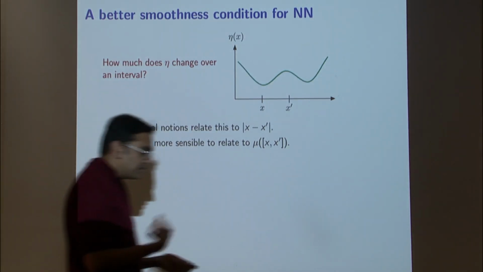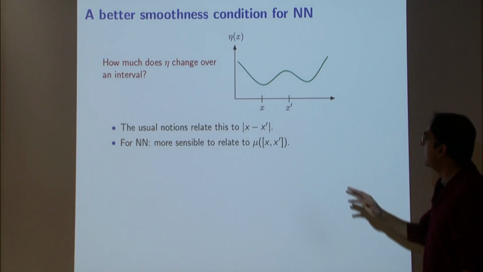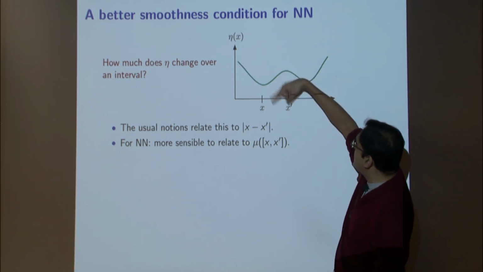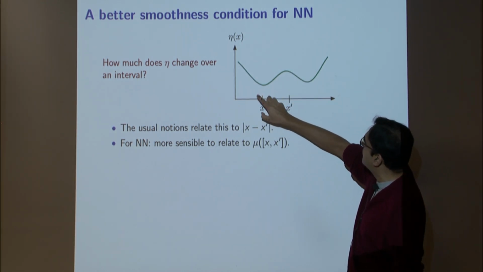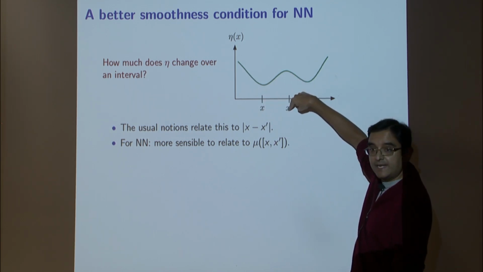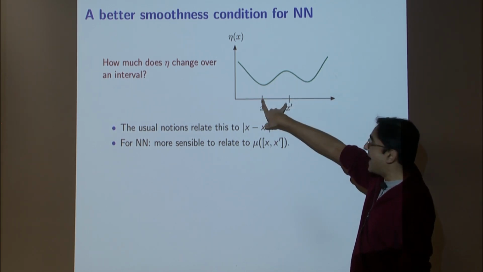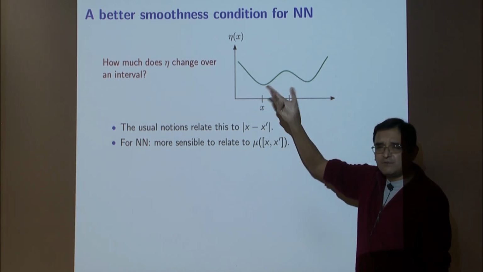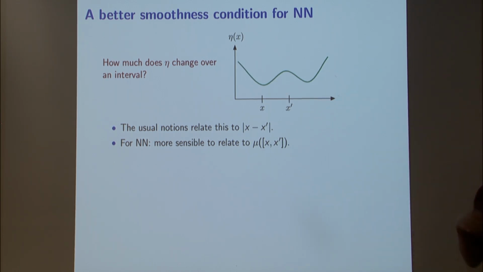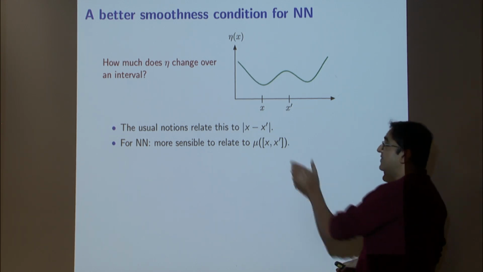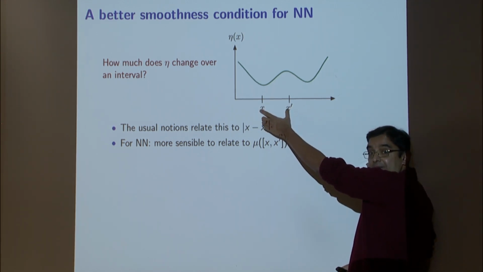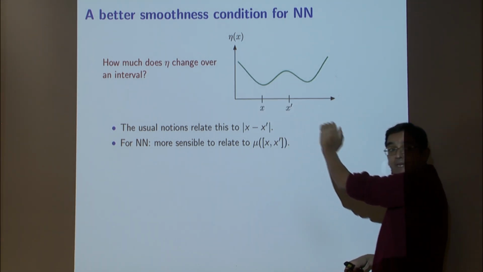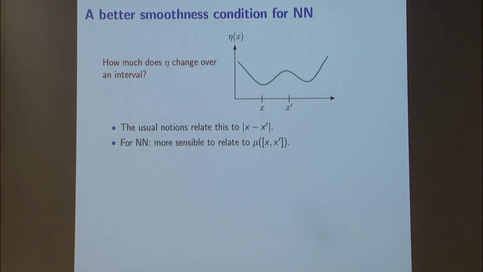Okay, so the usual smoothness conditions, things like Lipschitz and so on, will say, let's measure how quickly eta is changing. So we'll relate the difference between eta x and eta x prime to x minus x prime. It'll relate it to that length. But for nearest neighbor, absolute lengths don't matter at all. You can take all lengths and multiply them by 10, and nearest neighbor remains exactly the same. So what matters for nearest neighbor is not the length, x minus x prime, but the probability mass that lies between x and x prime. That's the relevant quantity for nearest neighbor.